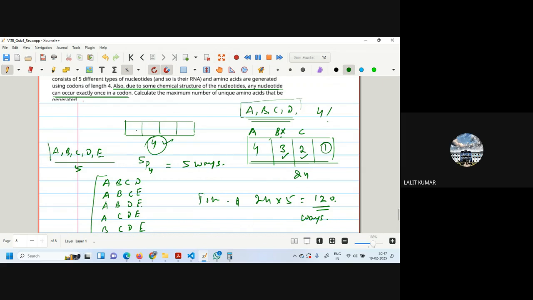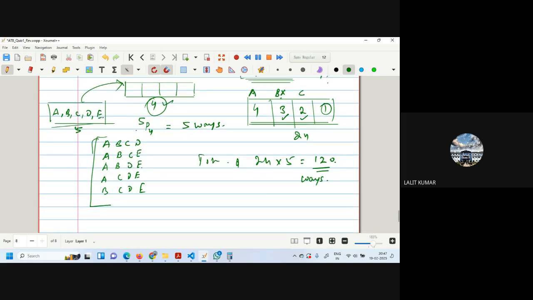And I have got 5 nucleotides and I have to have a codon of length 4. So in how many ways can I have it? I can have it in this form only, that is 5P4. I have to select 4 out of 5. So this is 5 ways. So the total number of ways is 5 into 4 factorial. So first we are selecting and then arranging, right? Yes, that's true. Okay.